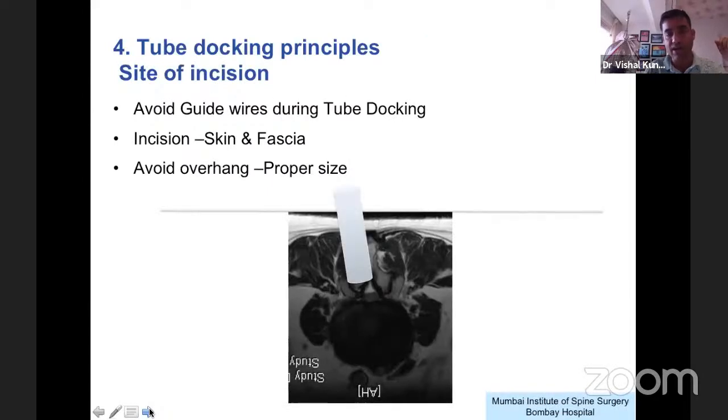Avoid using guide wires there. The incision should go all the way from skin to the fascia. Don't be a miser in putting an incision on the fascia there.